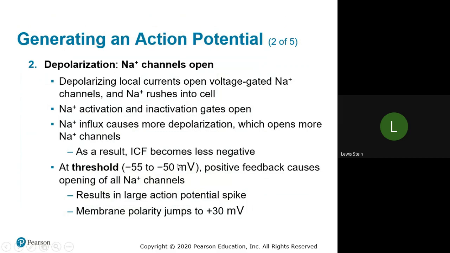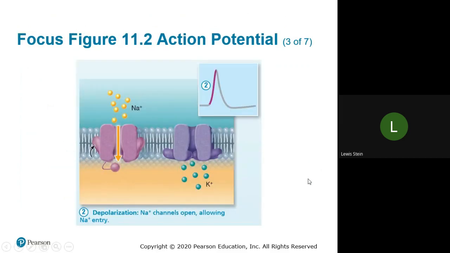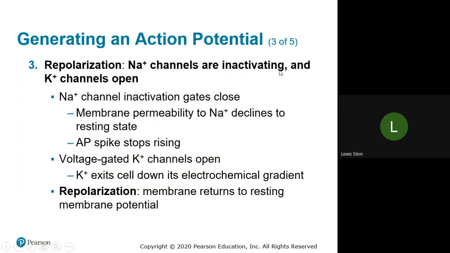At threshold, usually around minus 55, just like it was in the muscle, large spike, big jump. So we're actually generating a significant change voltage-wise. That's there. So you can see what happens. That inactivation gets out of the way.